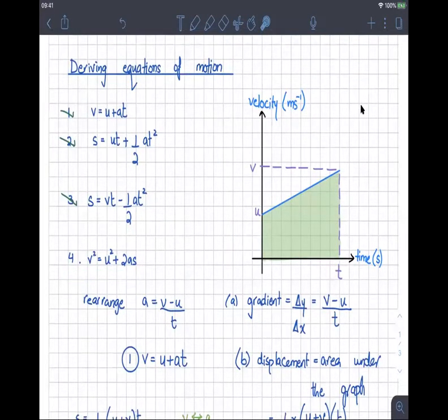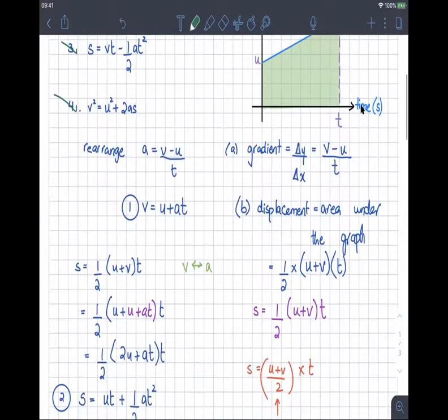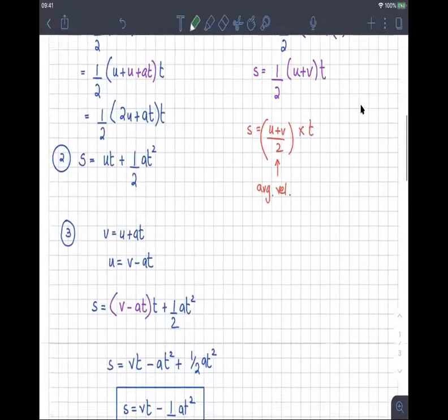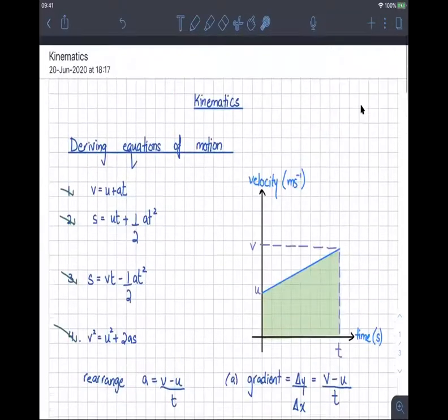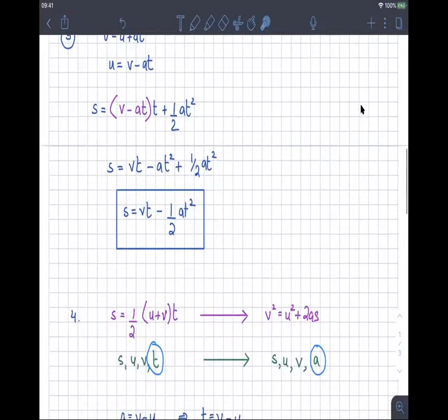I hope it made sense to you and you're able to do this on your own. And in the next video that I upload, we'll be looking at how to use these equations for kinematics problems, especially as they relate to projectile motion.